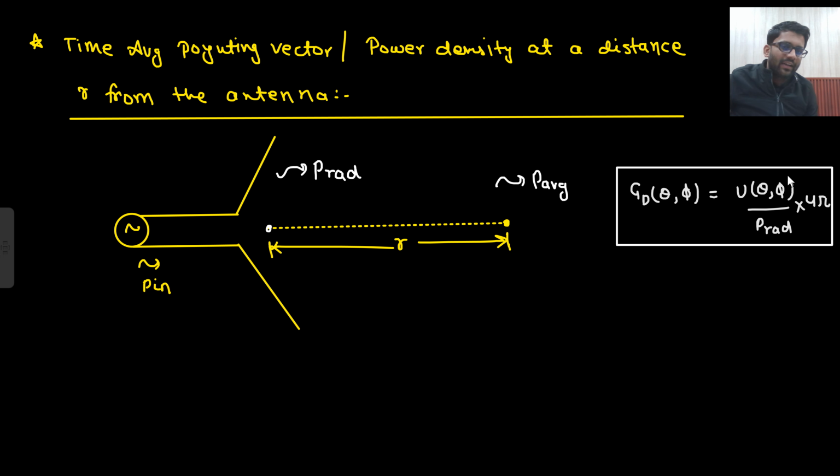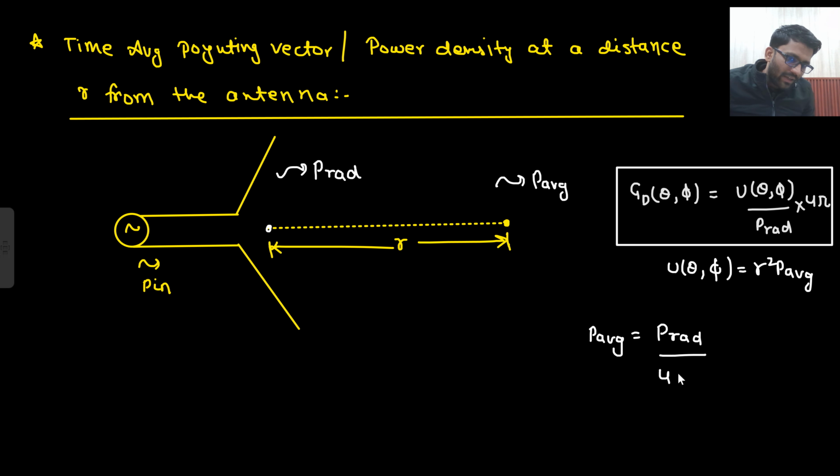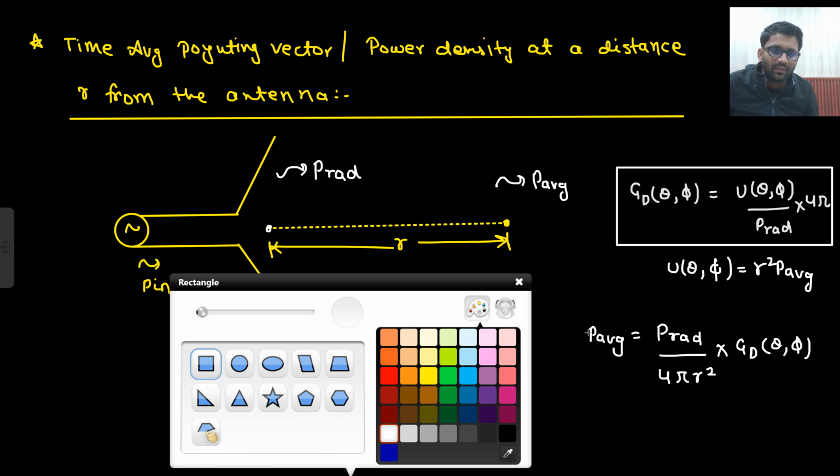From here, what I can write as U theta comma phi? What is my U theta comma phi? U theta comma phi is r square into P average. So from here, my P average will be P radiated divided by 4 pi r square. You can assume it as the area of a sphere. P radiated upon 4 pi r square. Just remember to multiply with the directive gain. That's it. There you go.